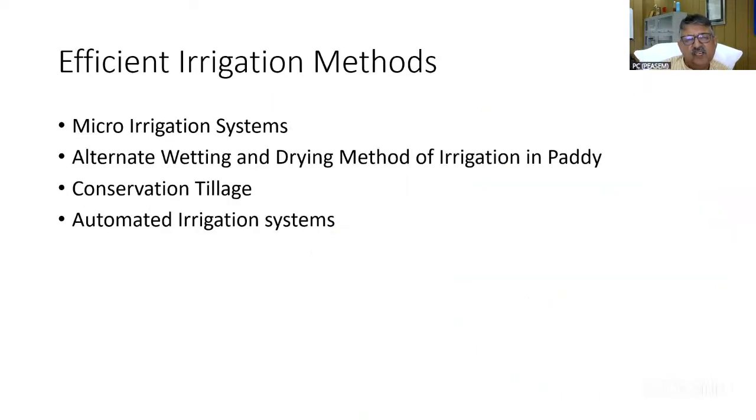Then, of course, other methods are efficient irrigation methods, micro irrigation systems, alternate wetting and drying method of irrigation in paddy, then conservation tillage, automated irrigation systems. They can again be a game changer, and of course the innovative practices. In India we are doing it, but micro irrigation systems still have a long way to go up, so that we will be able to increase the efficiency of the irrigation systems in the country.